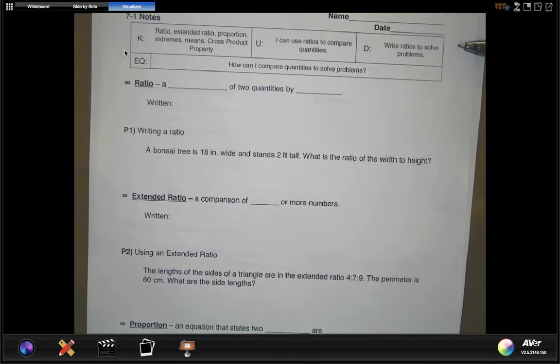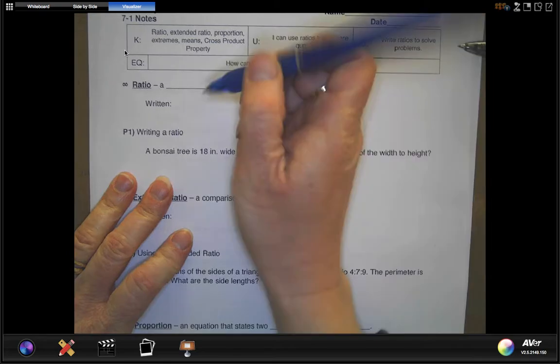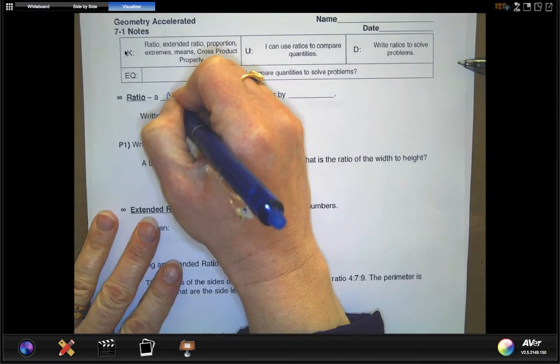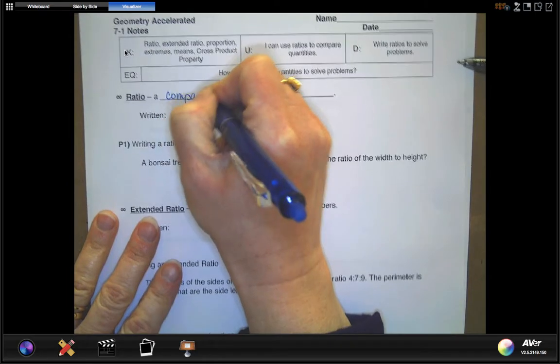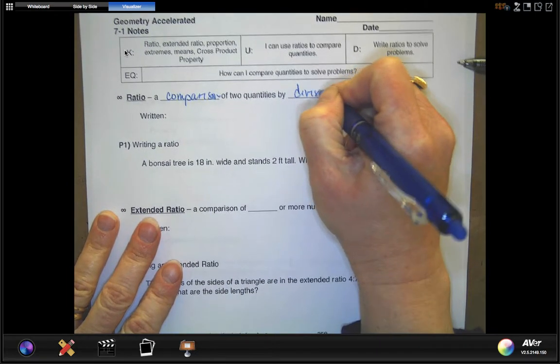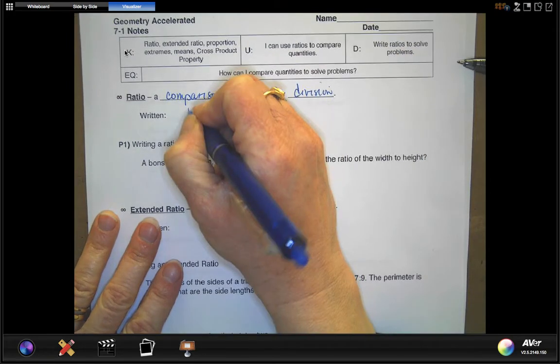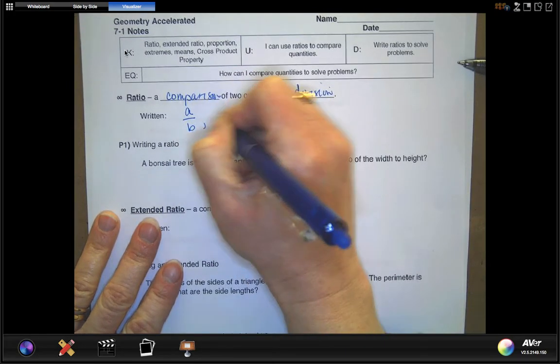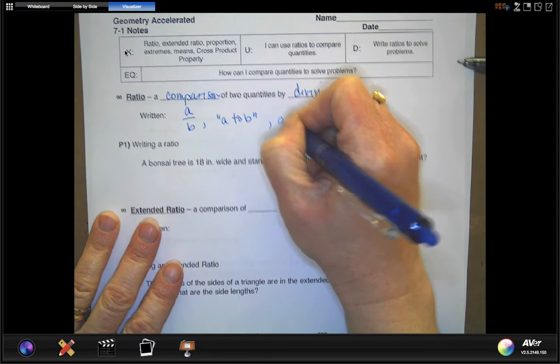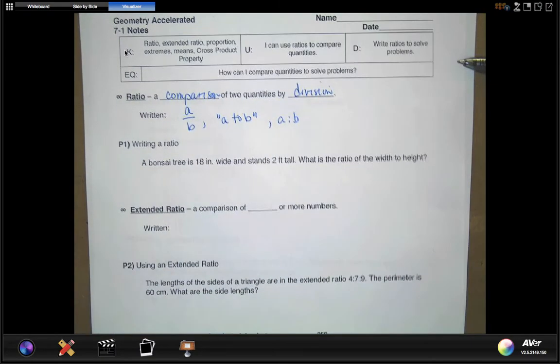So a ratio is a comparison of two quantities by division. So we write it as A over B. Sometimes you could say A to B. We could also say A colon B, which is just also, again, A to B.